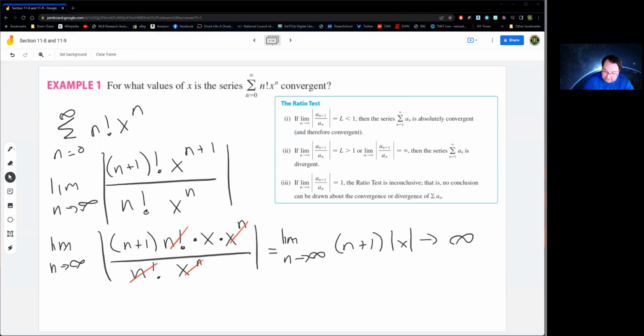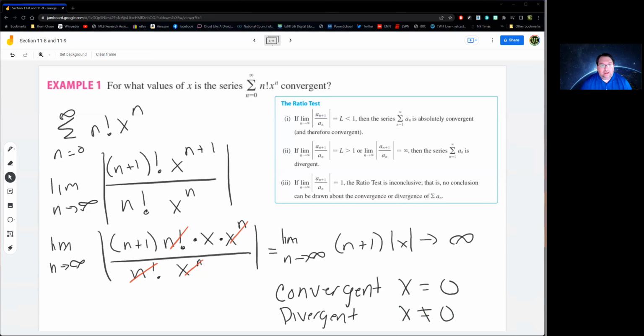So in this case, this is only convergent when x equals 0. And it's divergent when x does not equal 0. So that ends up being my convergence and divergence for this one.